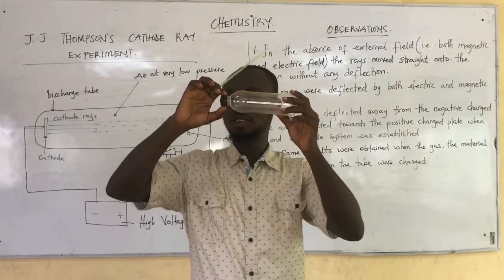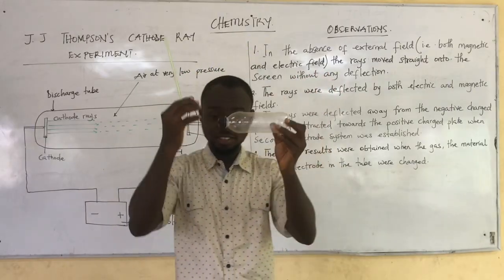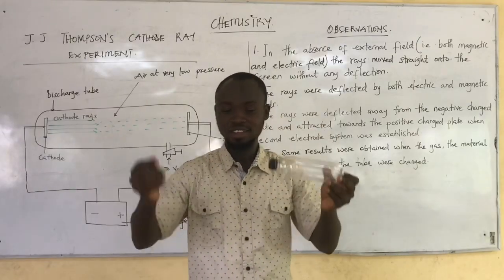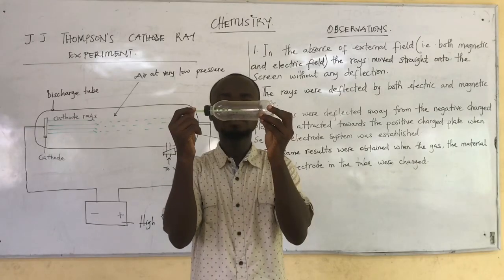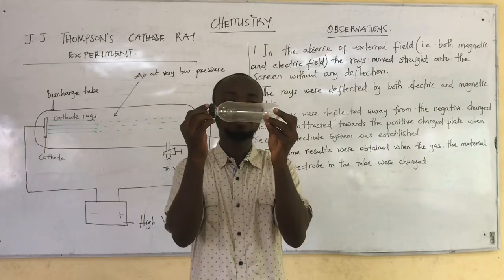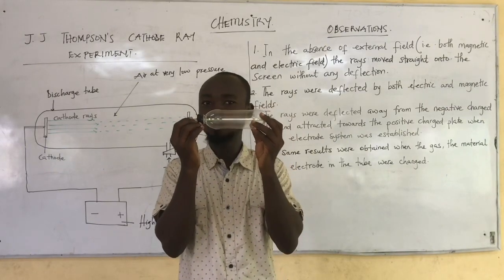Now, in demonstrating that, I have my discharge tube here. This is my cathode, and then here indicates my anode. So once I connected the high voltage, my body here indicates the high voltage connection, and then he could visualize a green glow of particles, and these particles were coming from the cathode electrode, and then they were moving in the direction of the anode.